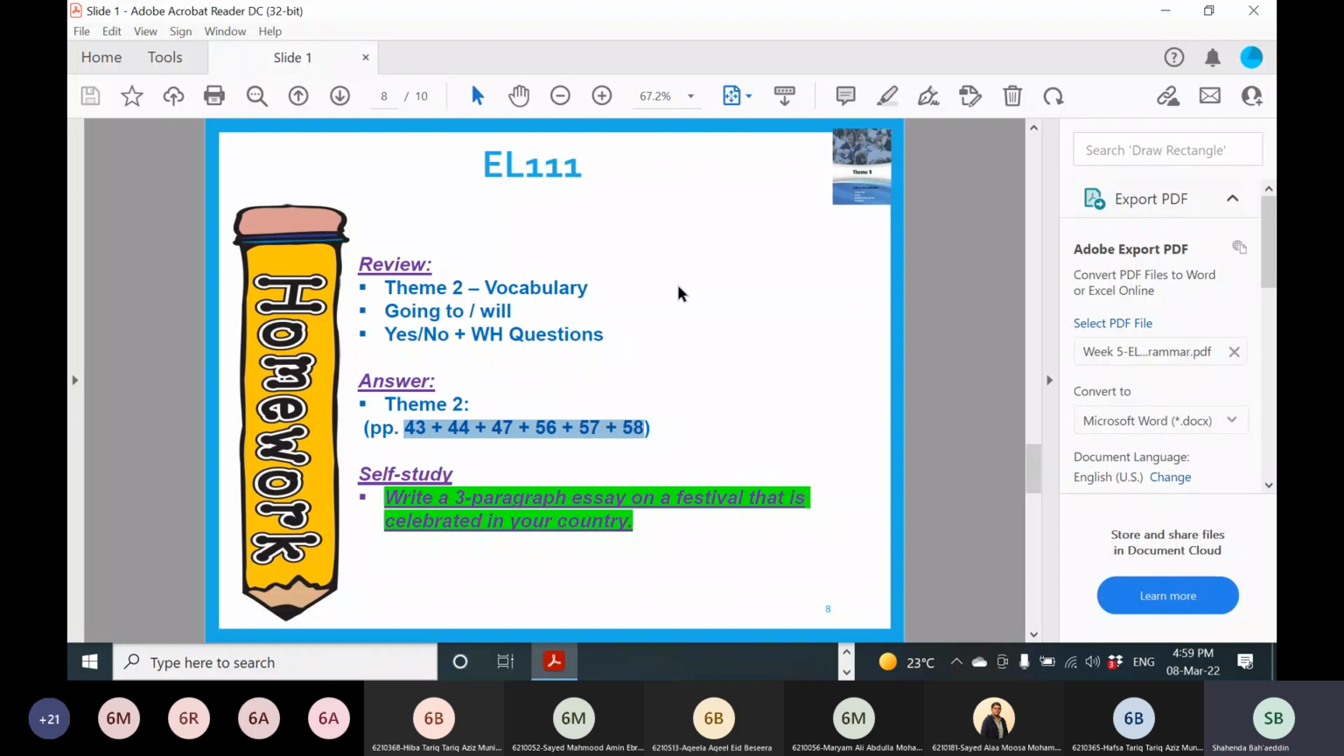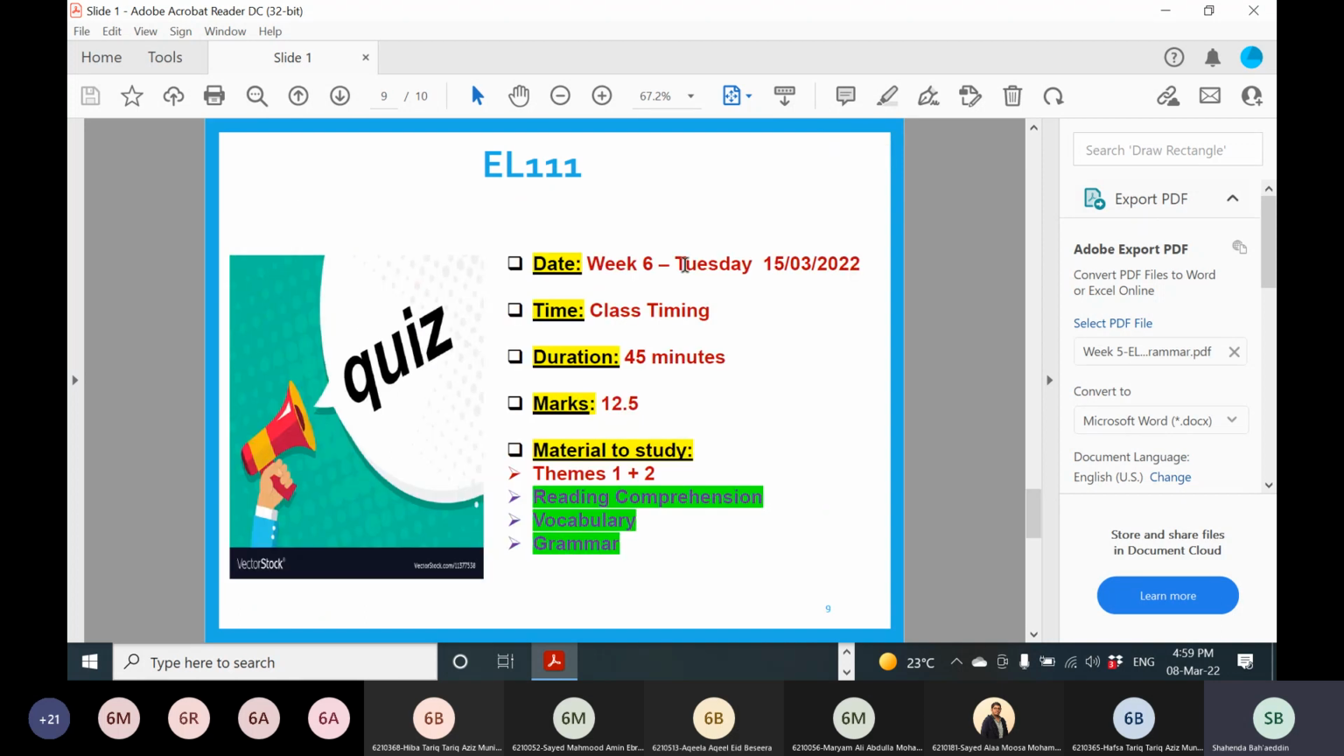Part of your self-study. And again, those who are still interested in writing a 3-paragraph essay on a festival that is celebrated in your country, you are most welcome to submit it on Teams. Again, inshallah, next week on Tuesday, the 15th, during our class timing, we will have the quiz. It's out of 12.5 marks for 45 minutes.